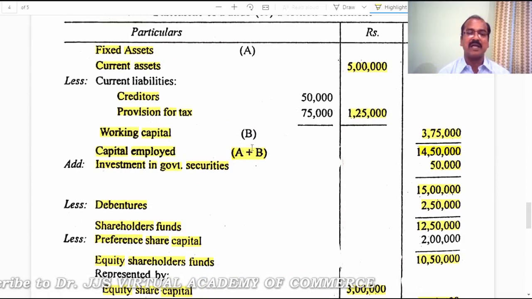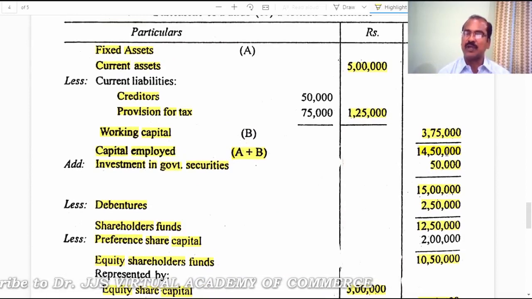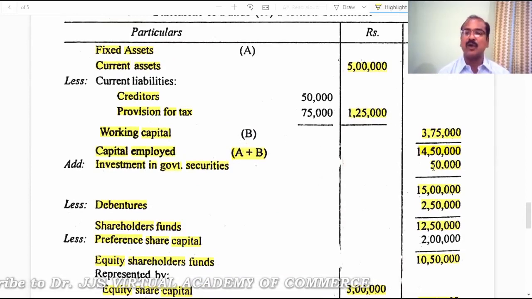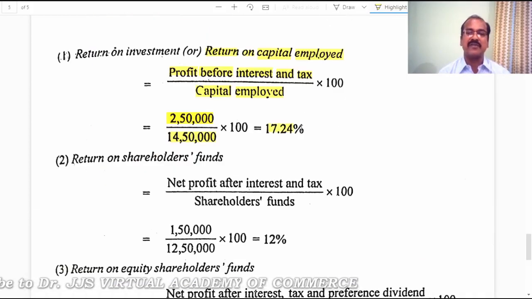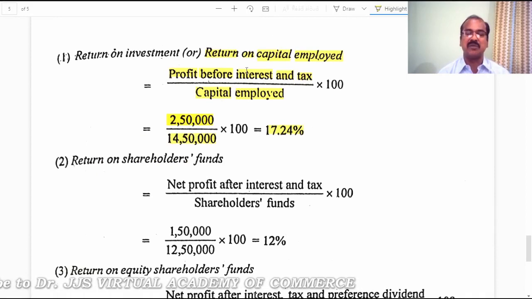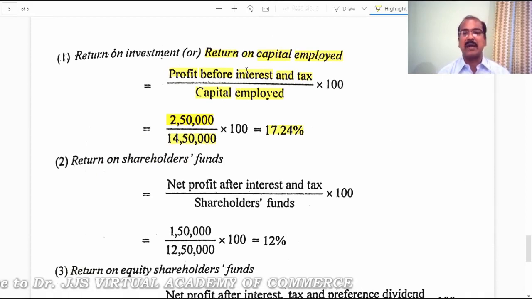See, capital employed A plus B gives you 14,50,000. Kindly ignore this 50,000 for this calculation because this 50,000 is invested outside the business. So into 100 it gives us 17.24%, which is nothing but return on investment or capital employed.